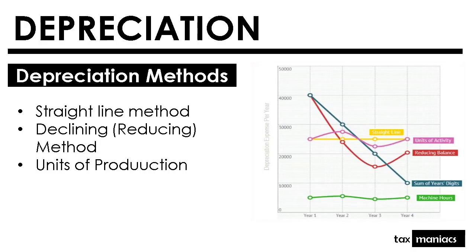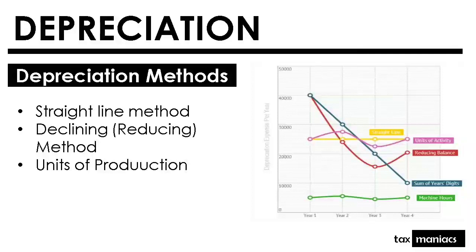Under PAS 16, we have depreciation. Depreciation is the systematic allocation of the depreciable amount of an asset over its useful life. Depreciation method. There are a variety of depreciation methods. PAS 16 mentions three examples, namely straight line method, diminishing balance method, and units of production method. However, PAS 16 does not prescribe any specific methods. The choice of depreciation method depends on management's judgment.